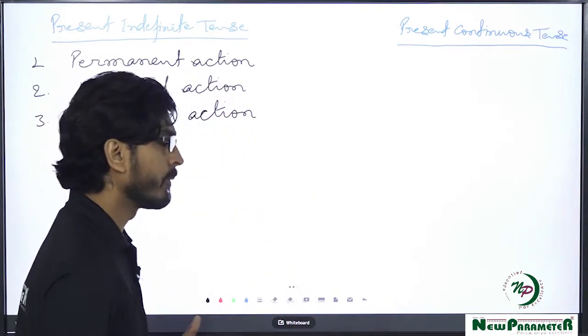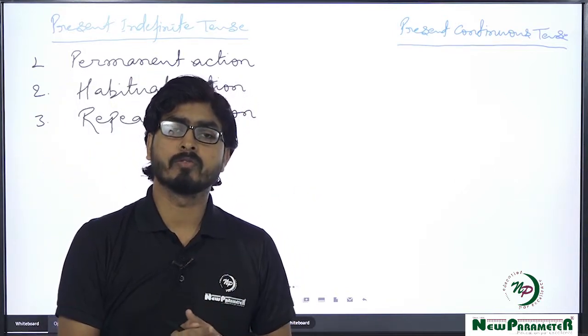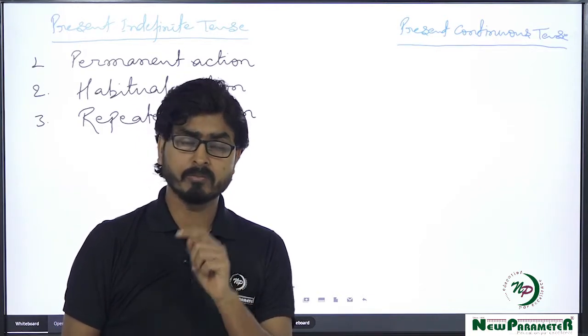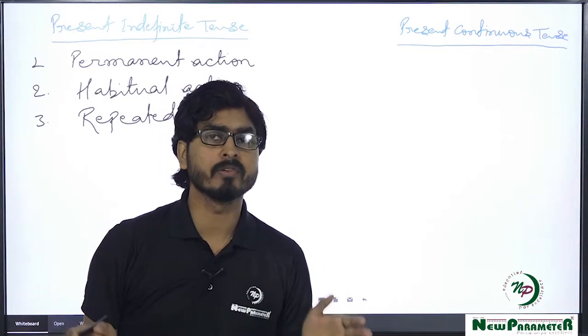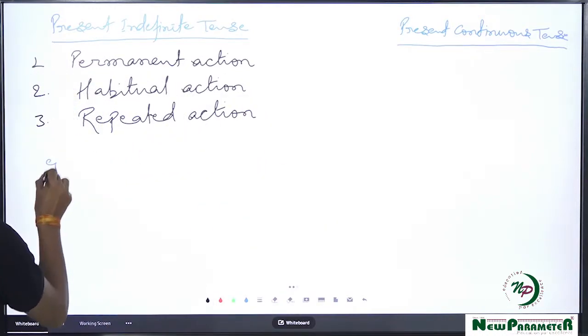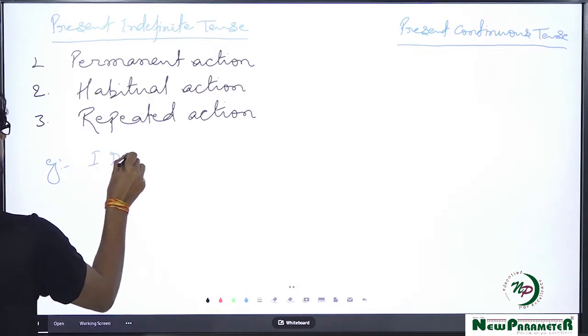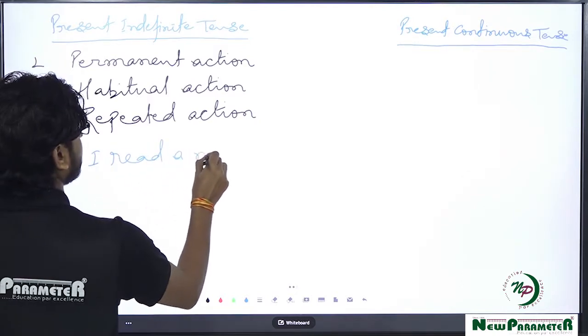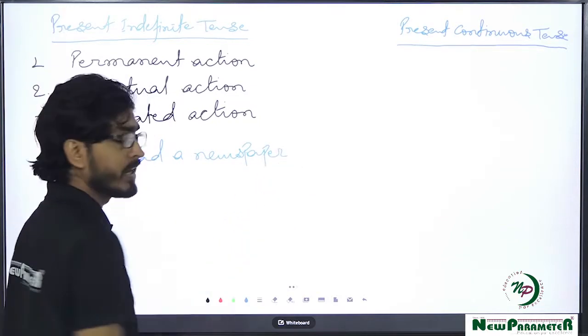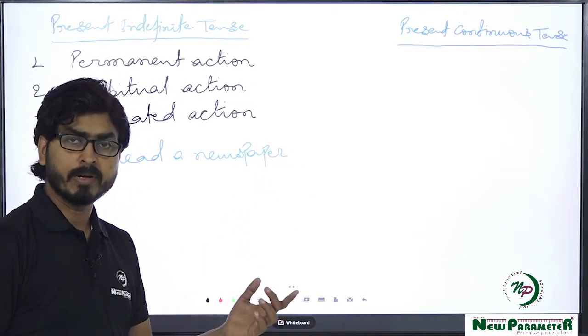Say for example, my habit is what? I read a newspaper early in the morning. So this is my habit. So I must use this sentence in present indefinite tense. For example, I read a newspaper. It might be my habit, it might be repeated.